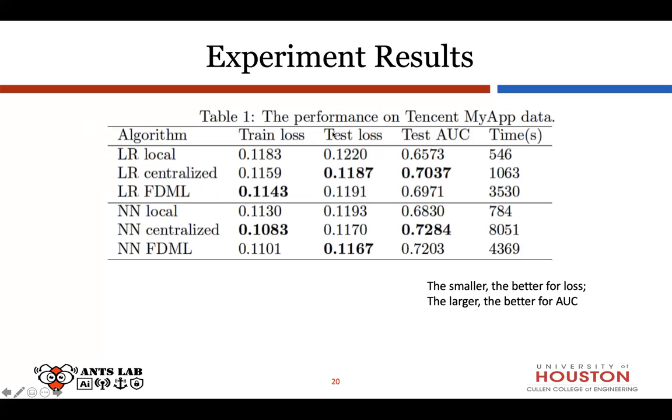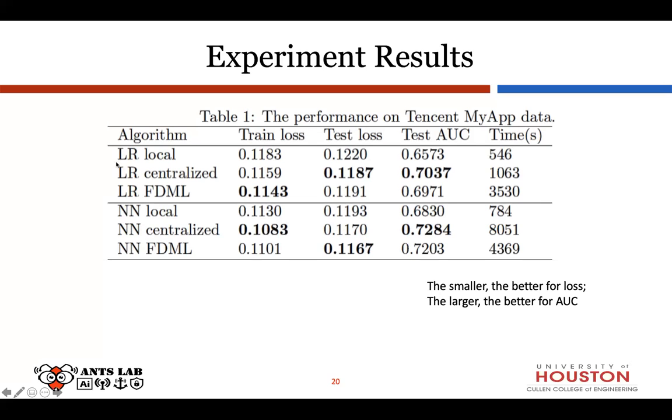So on the other side, their method can outperform the local-based method and approach the performance of the centralized method. For example, if we target the test loss for the logistic regression model, the centralized scheme outperforms the FDML scheme. But for the neural network model, the FDML scheme outperforms the centralized scheme. And the author also showed the training time of these schemes.